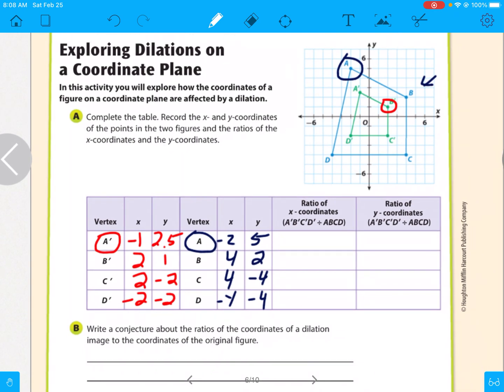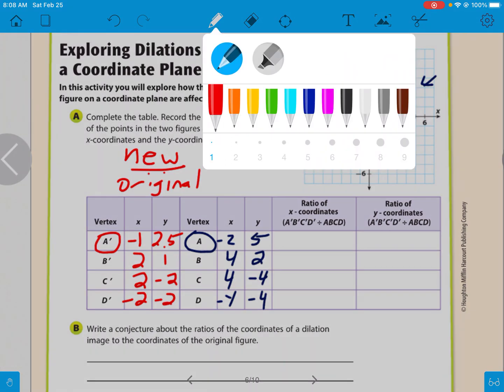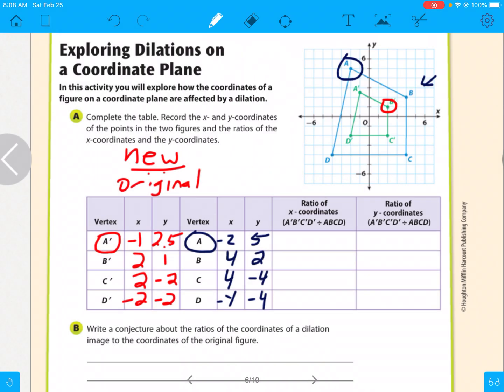I know it says the ratio of x coordinates is the primes divided by the non-primes, and the ratio of the y coordinates is the primes divided by the non-primes. I like to write this as new divided by original. That just makes a little more sense to me because the new ones are the primes. So if we look at just the x coordinates, for A prime, the x coordinate is -1 divided by -2. So -1 divided by -2 is actually 0.5 or 1/2.